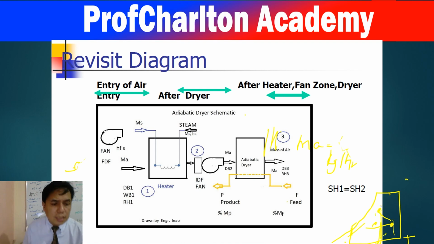So we can get some parameters by combining two. Because this one is given specific humidity, then the other one is relative humidity, and the others are the other properties.